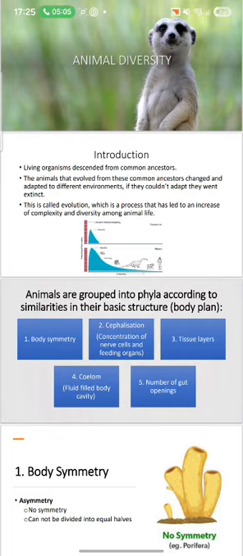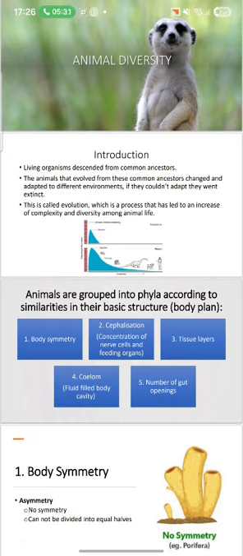Okay, so introduction. Living organisms descended from common ancestors. The animals that evolved from these common ancestors changed and adapted to different environments. If they couldn't adapt, they went extinct. This is called evolution, which is a process that has led to an increase of complexity and diversity among animal life. Animals are grouped into phyla according to similarities in their basic body structure, which is the body plan.